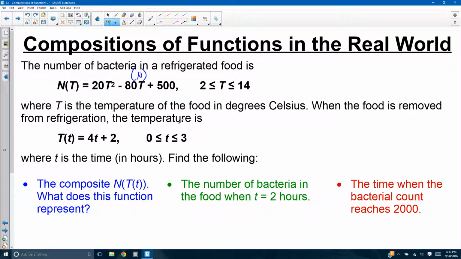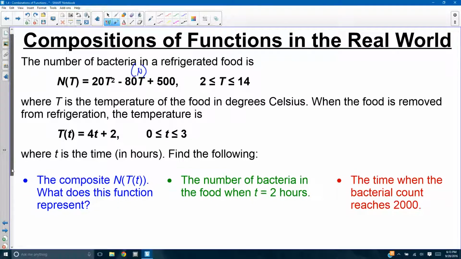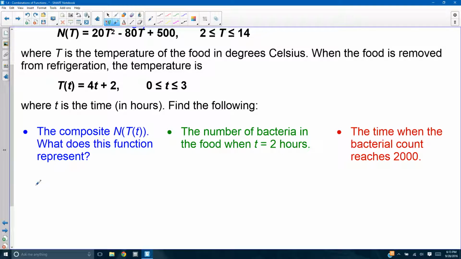And we are only going to set our time between 0 to 3 hours. I assume if you go more than that, it either upsets something within what we are trying to look for, or you best not eat the food, because 3 hours for something that's supposed to be refrigerated is quite some time. Let's find the following. The composite N of big T of little t, what does this function represent? If we take N of T, we are taking N of 4t plus 2.